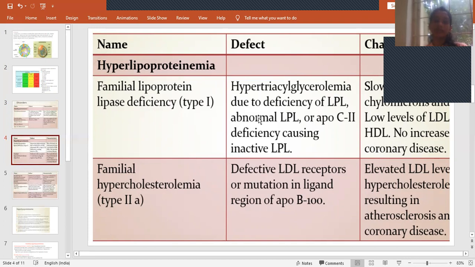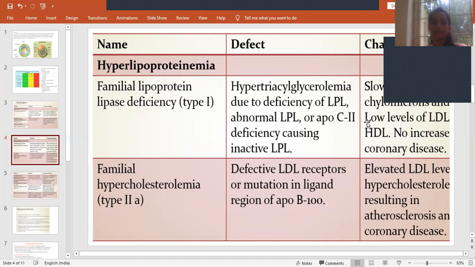So what was the defect in this? Hypertriacylglycerolemia due to deficiency of LPL, that is lipoprotein lipase, or it may be due to abnormal lipoprotein lipase, or ApoC2 deficiency causing inactive lipoprotein lipase. Whatever it is, here the lipoprotein lipase will be defective. It may be deficient, or abnormal, or its production may not have occurred. Due to deficiency of ApoC2, there will be inactive lipoprotein lipase. So in this condition, there is a deficiency or defect of lipoprotein lipase.